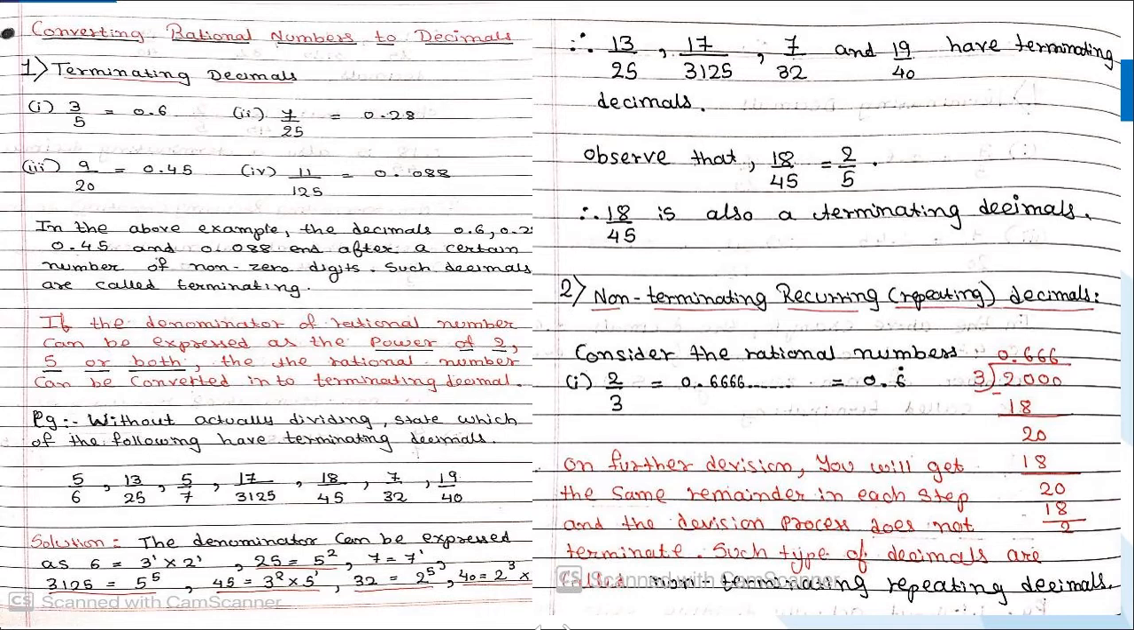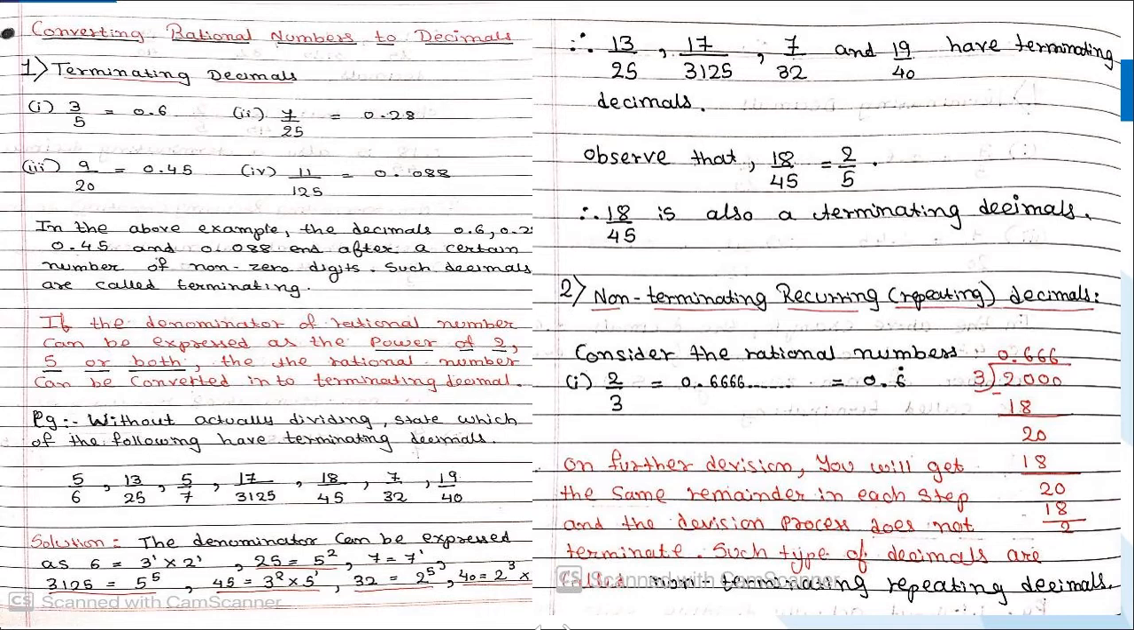Why? Observe that 18 upon 45 you can write as 2 nines are 18, 5 nines are 45, that is 2 upon 5. So what you have to learn here is, this is the unique example. You have to remember this point in this concept: if you can convert the fraction into the lowest term, first convert it into the lowest term, then prime factorize the denominator and then decide.